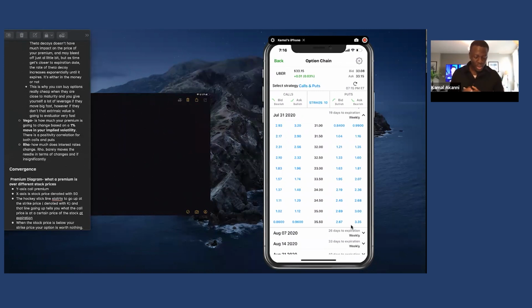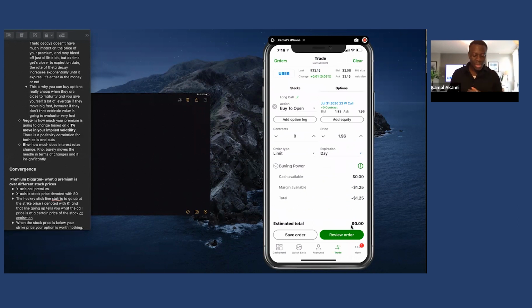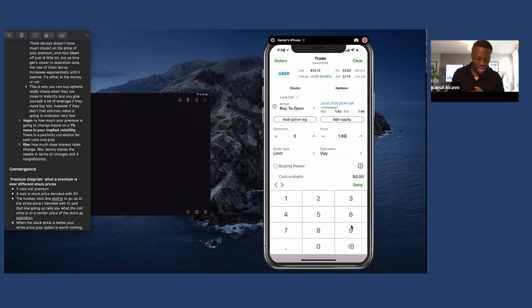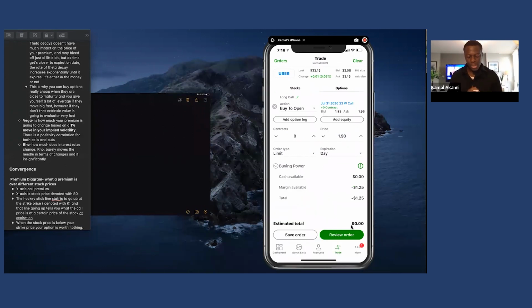So calls, we're looking at the $33 strike price. The sellers are asking for $1.96. The buyers are bidding $1.83. Remember, we found out from Robinhood that the middle was $1.90. So I will still pick the 1.96 here. Once I pick the 1.96, I can actually make a change. I can change it to 1.90. See that? I've modified that to 1.90.